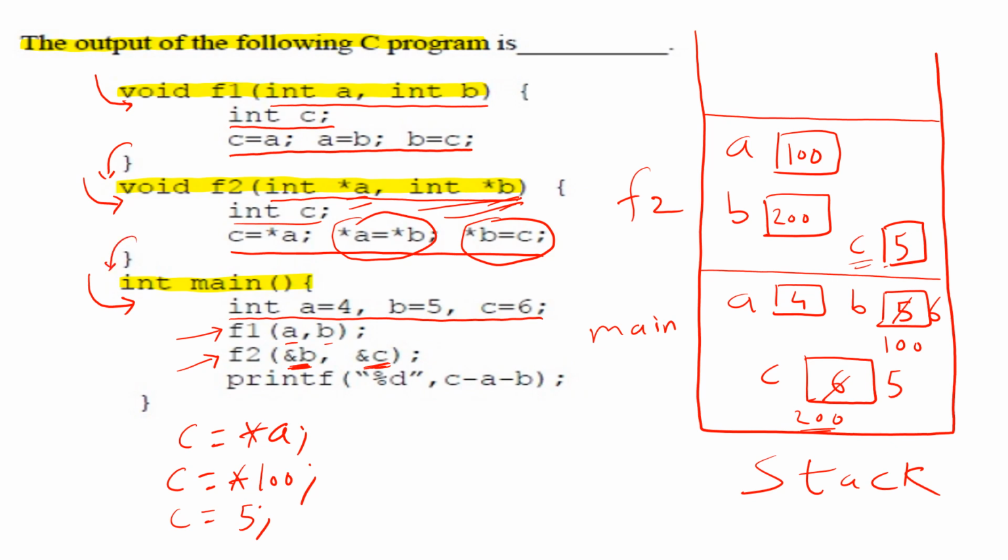Exit from the function, right? When you exit from the function, control comes back to main. What we are doing is we are printing the value of C minus A minus B. Now this statement is part of main. So what is main's C? Main's C is 5. What is main's A? Main's A is 4, right? And what is main's B? Main's B is 6. So 5 minus 4 is 1. 1 minus 6 is negative 5. So the output of this program would be negative 5. I hope you have understood this. Thank you.